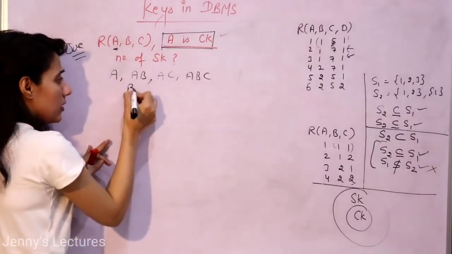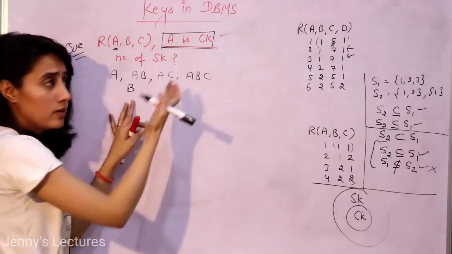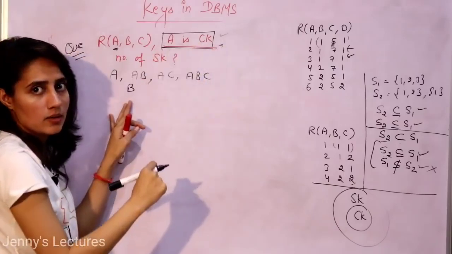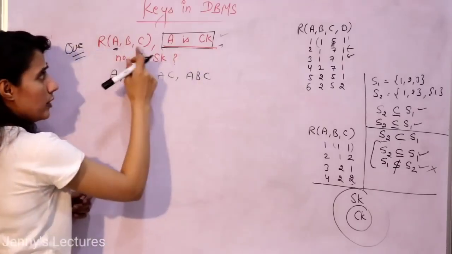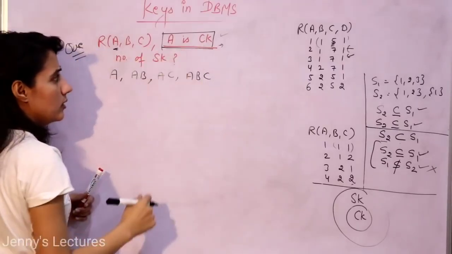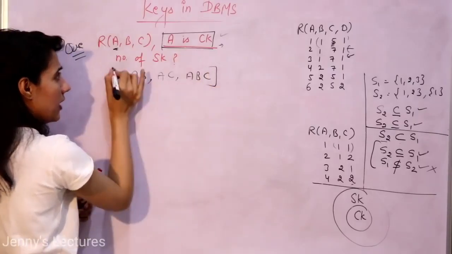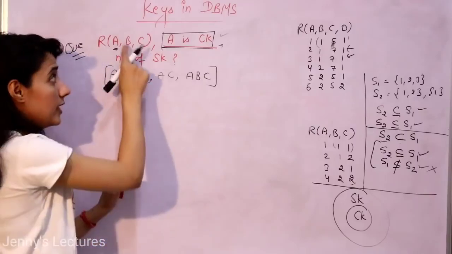Now, is B a super key? No, because if B is a super key, then here I must have been given that B is a candidate key, and that information is not available with us. I cannot say B is a super key or BC is a super key or C is a super key. So out of this information available, I can say that the number of super keys is 4 for this relation.